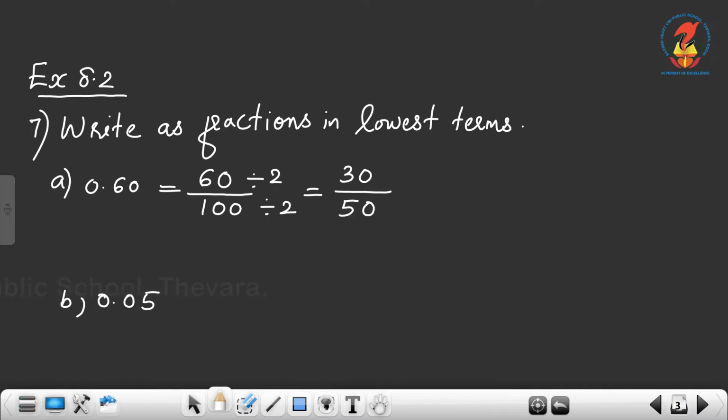Now again, can you find out the factor? Is there any common factor? Yes, 30 and 50 will come in the table of 5. So we can divide both numerator and denominator by 5. So 5 sixes are 30, then 10.